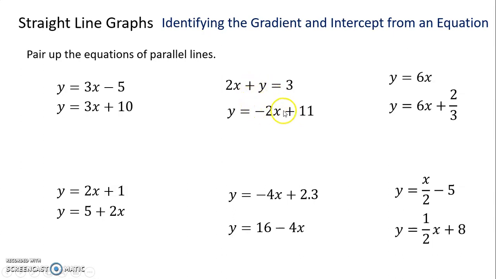Now this one here is a little bit trickier. We can't read off the gradient from this one in the form that it's in, because it has to be in the form y equals mx plus c. And at the moment, this 2x is on the wrong side. So we would have to subtract 2x from both sides to get it in the right form. And then that's how come it pairs with this one, because actually we would end up with y equals -2x add 3. So these two have the same gradient.